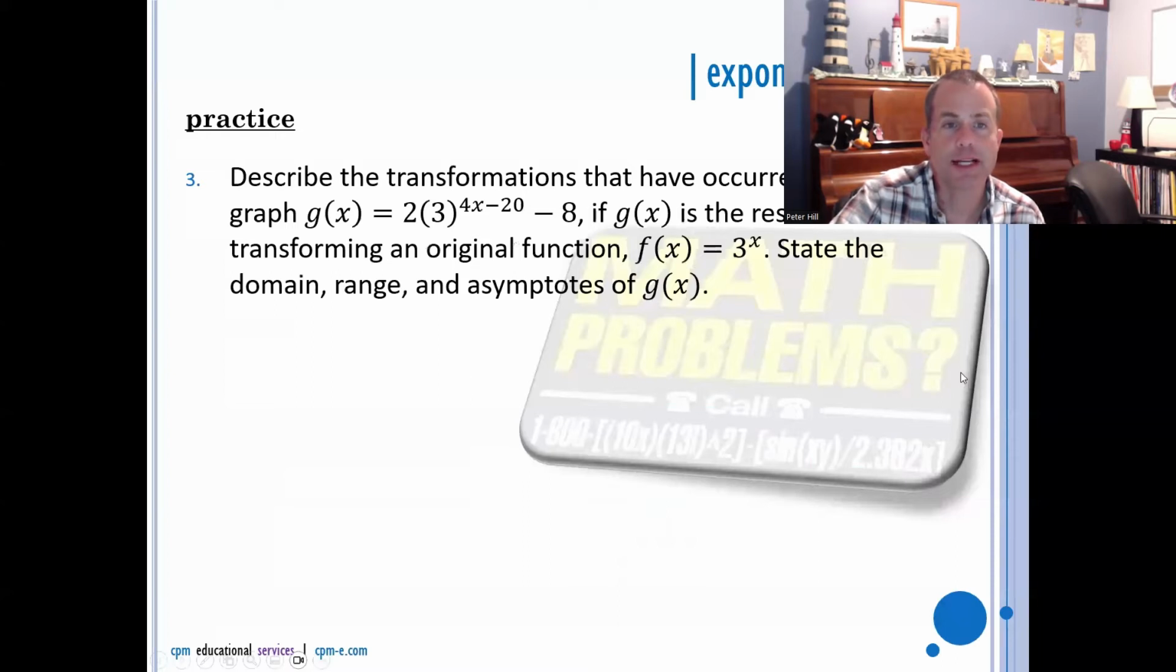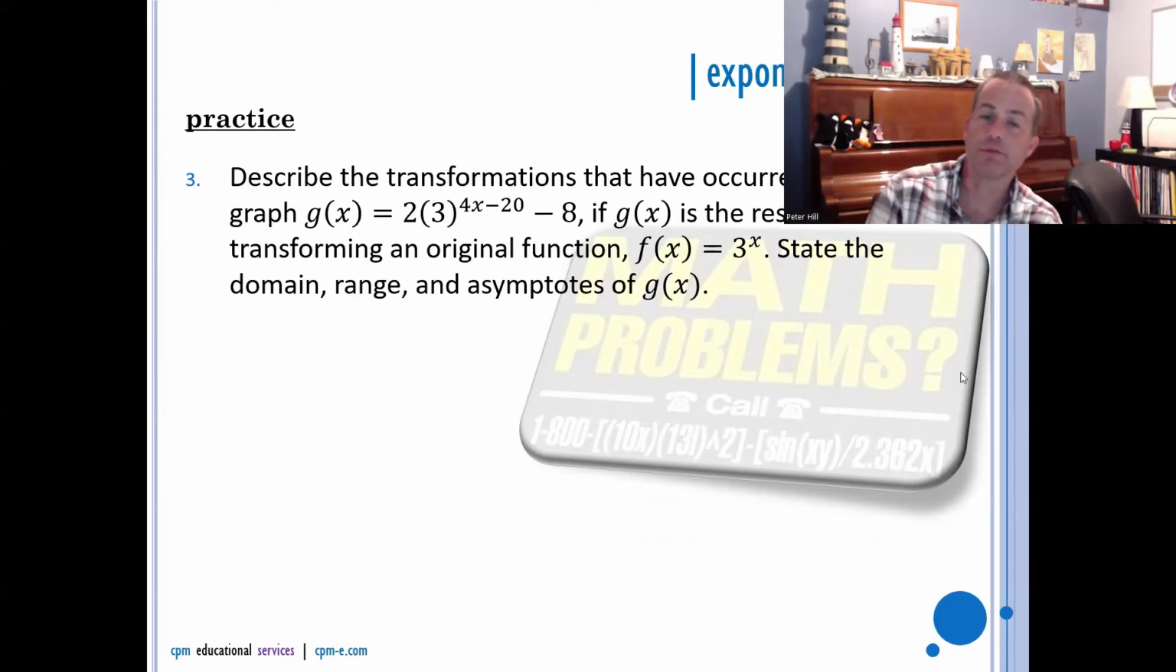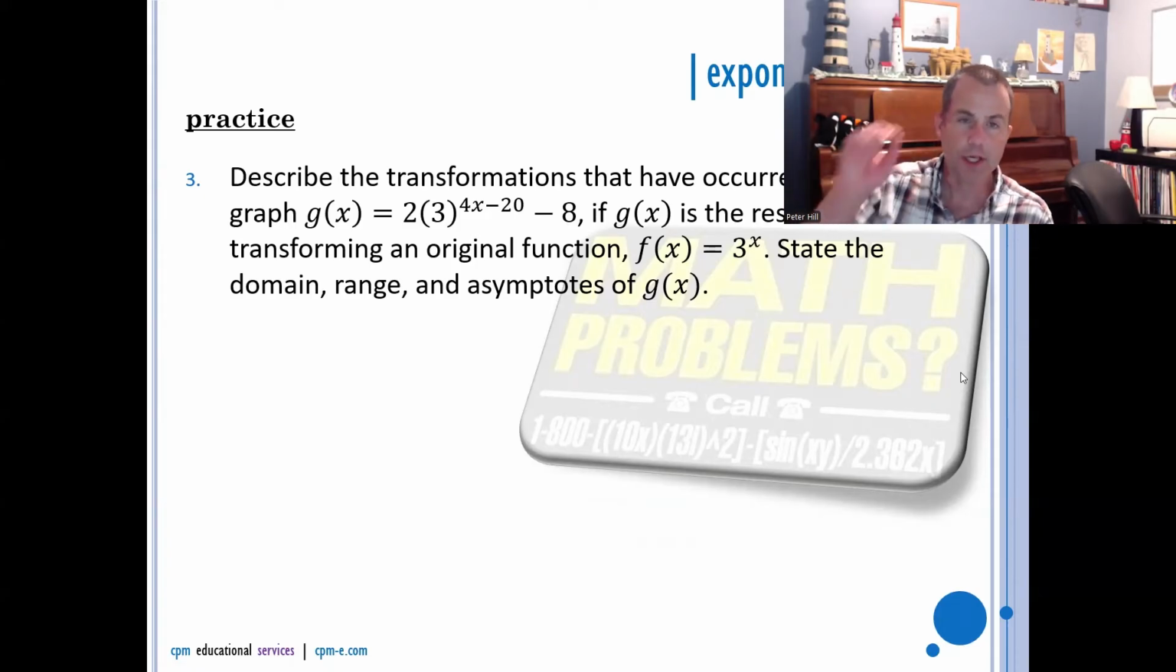Describe the transformations that have occurred to the graph g of x equals 2 times 3 to the 4x minus 20, minus 8, if g of x is the result of transforming an original function f of x equals 3 to the x. State the domain, the range, and the asymptotes of g of x. Let's deal with the transformations first. I want you to notice that the 4 hasn't been factored out of the 4x minus 20, so that should really say 4 bracket x minus 5.